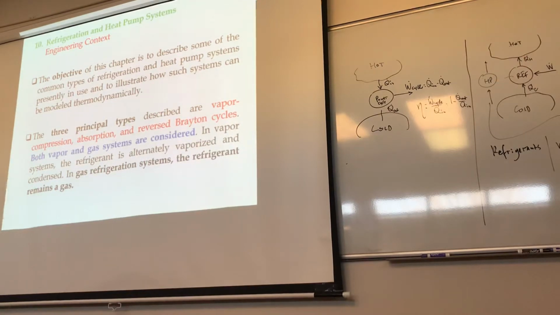So the objective is to describe some of the common types of refrigeration and heat pump systems presently in use. Now, as I indicated a moment ago, three principal ones are vapor compression. So we're going to do some vapor compression. There is another one which is called absorption. That's an interesting one that we're going to be looking into.